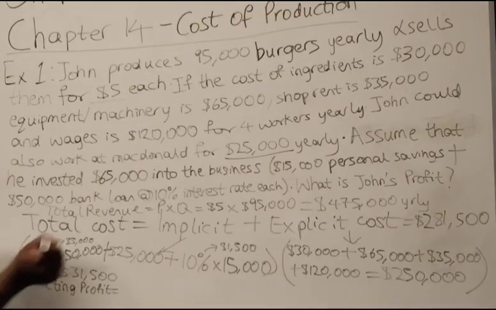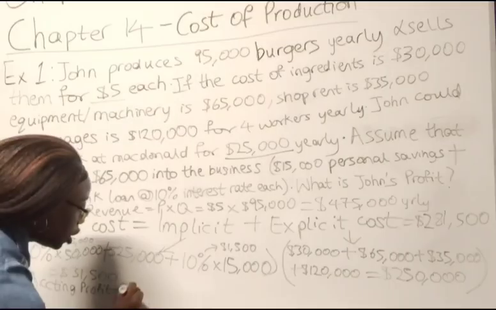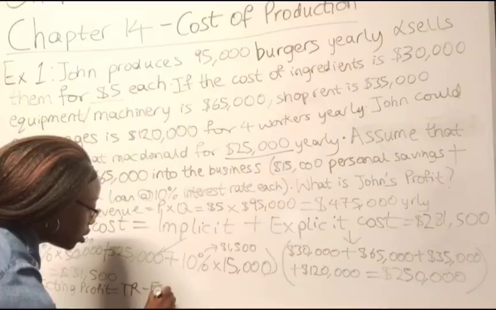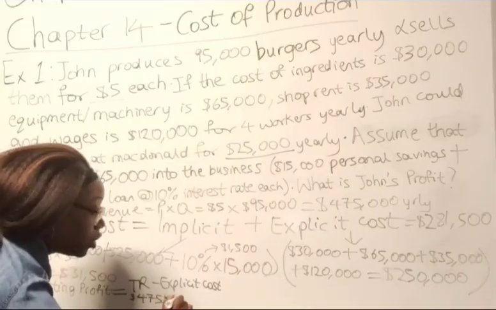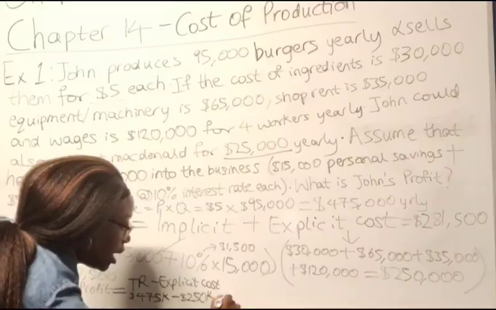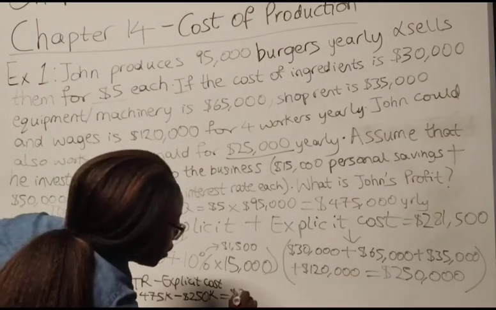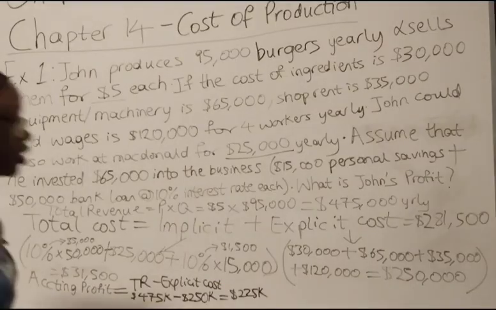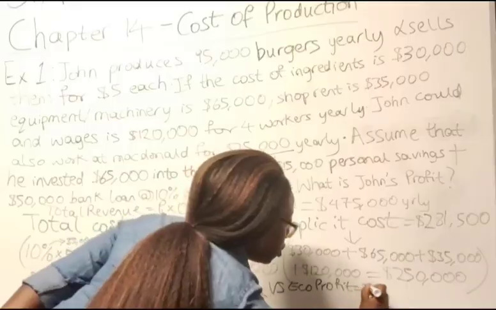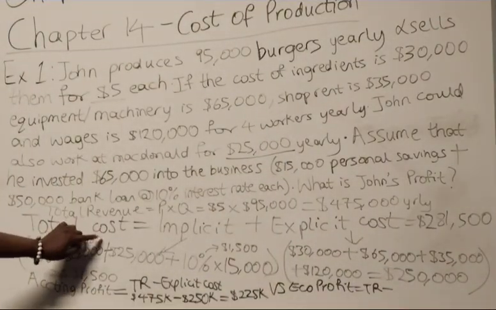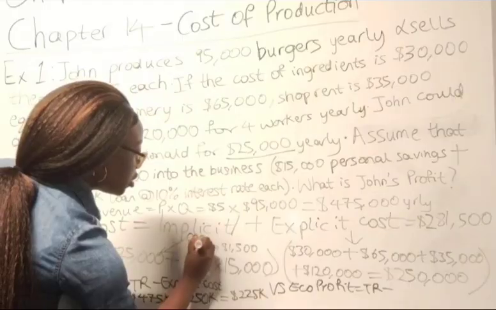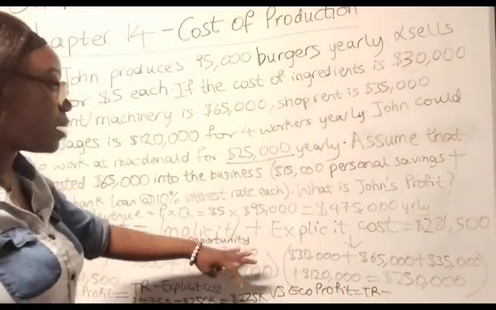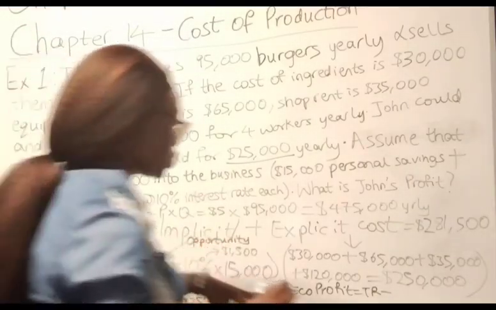So accounting profit is your total revenue minus your explicit costs, which is pretty much $475K minus $250K. And that gives you $225K profits. How about your economic profits? Your economic profit is total revenue minus your total costs. So remember, your implicit cost is also known as opportunity costs. So in other words, alternative uses of time, or what you are giving up to have this business going on.